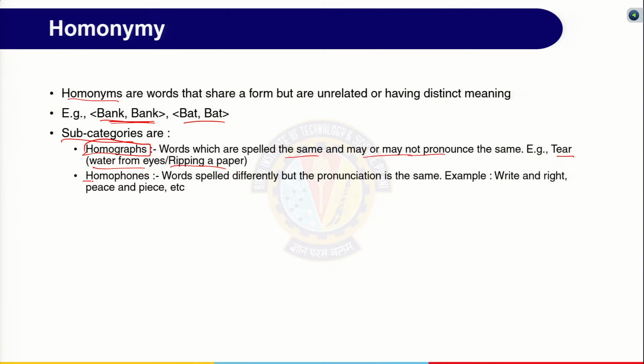And then there's another subcategory, homophones. Homophones are words spelled differently but the pronunciation is the same. Like right and write, peace and piece, they are pronounced the same but they're spelled differently, they are written differently. Such kinds of words are homophones.